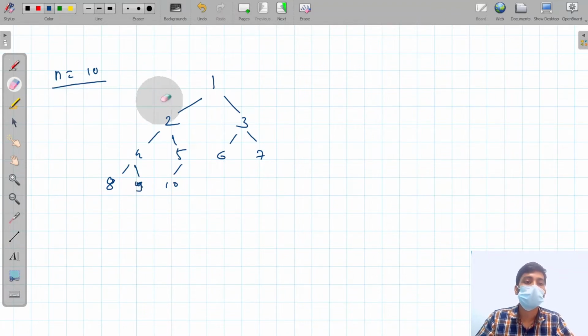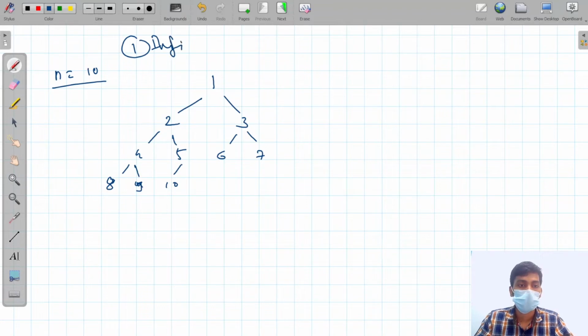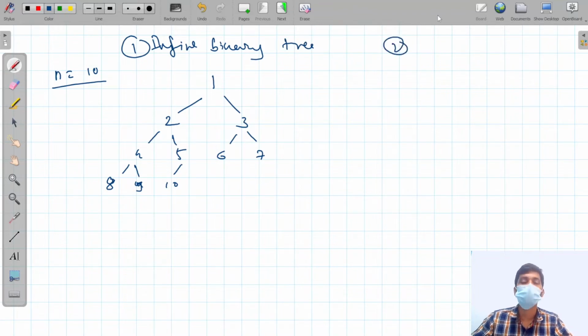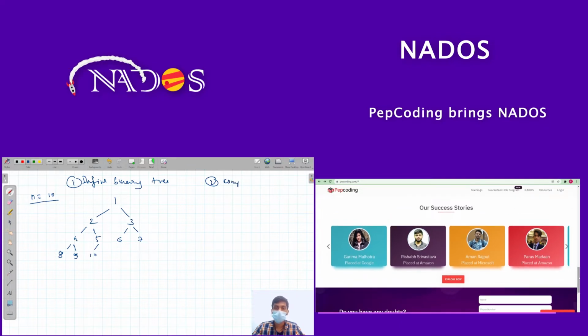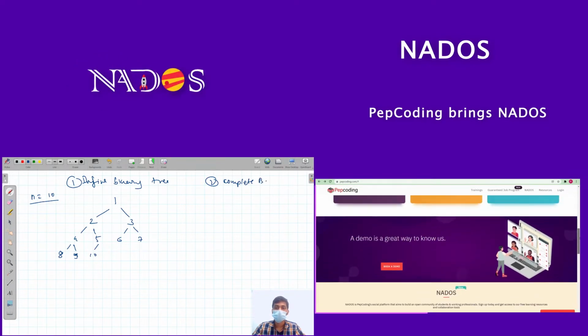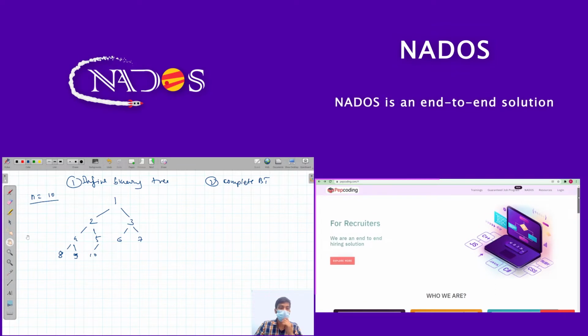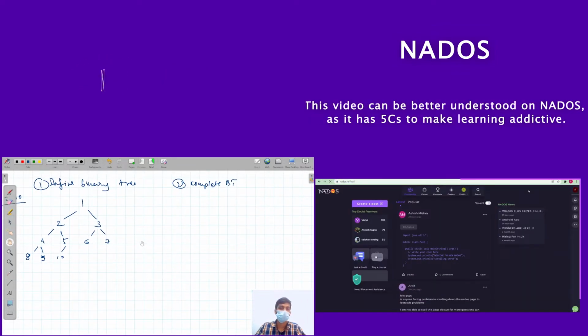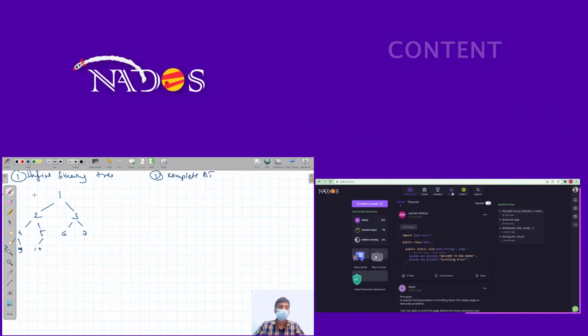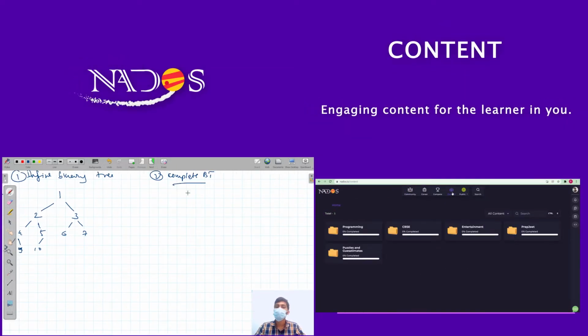Now the second thing given to us is that it is a complete binary tree. First thing was infinite binary tree. The second thing given to us in this question is that the tree is a complete binary tree, right? I'm just going to describe the question really quickly so that you will be able to understand more easily. So we know what is meant by a complete binary tree.